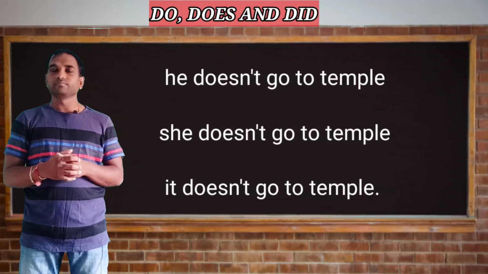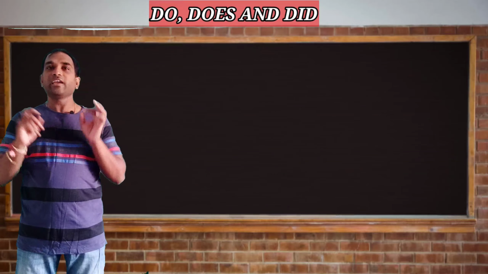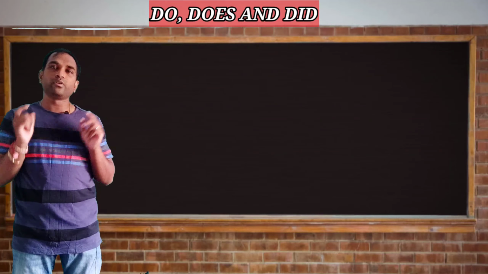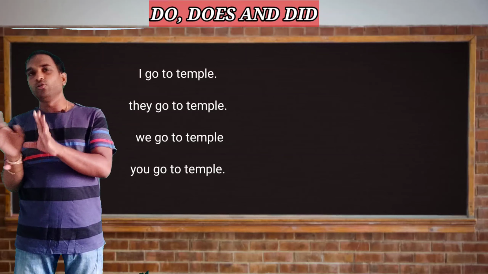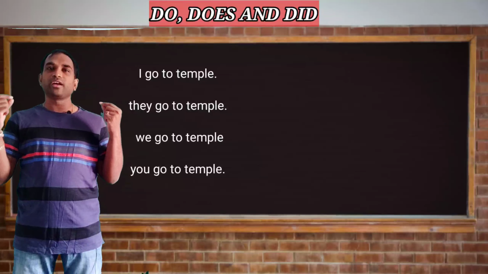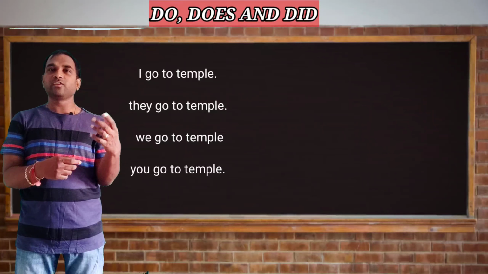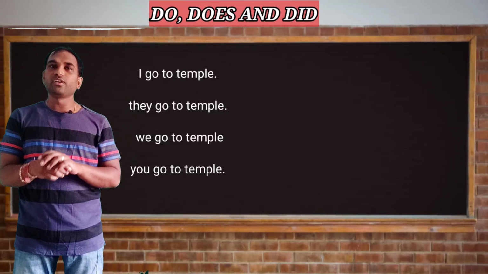Very simple. And let us see the subjects that are plural. I go to temple, they go to temple, we go to temple, you go to temple. I, we, you, they. I said these are to be considered as plurals in English. Though I is singular, you have to consider that to be a plural in English.